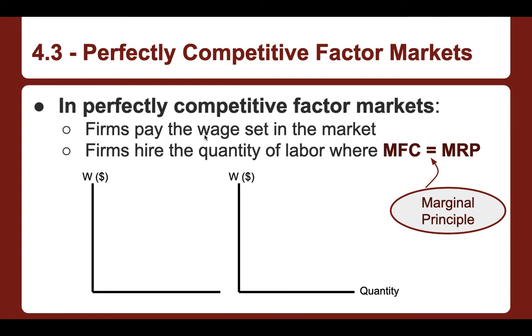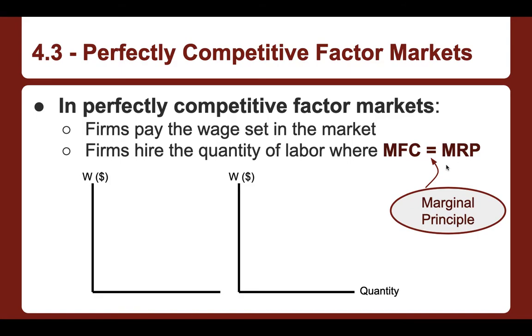One, they are going to pay the wage that's set in the market. They are wage takers. Just like in a perfectly competitive product market where individual firms are charging the same price that's set in the market, individual firms in a PCFM are going to offer the same wage that's set in the market. The other big thing we need to know about individual firms in a PCFM is they're still going to apply this marginal principle, hiring the quantity of labor where the marginal factor cost of that labor is equal to the marginal revenue product.